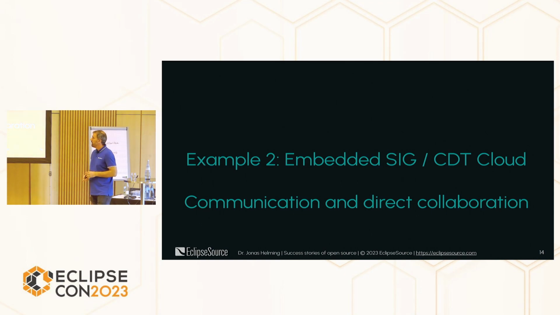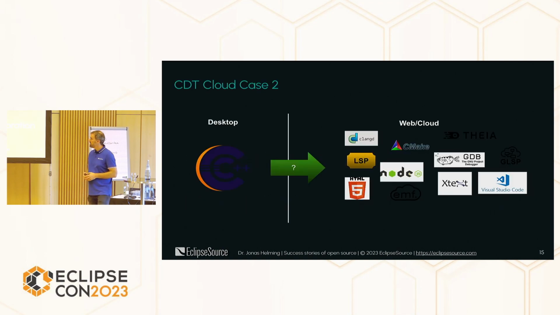Now, why does this play a role? The second example that I would like to talk about is the embedded SIG, or CDT Cloud, where we have a good example of communication and direct collaboration. It's quite different from the first example. Now, what is this about?